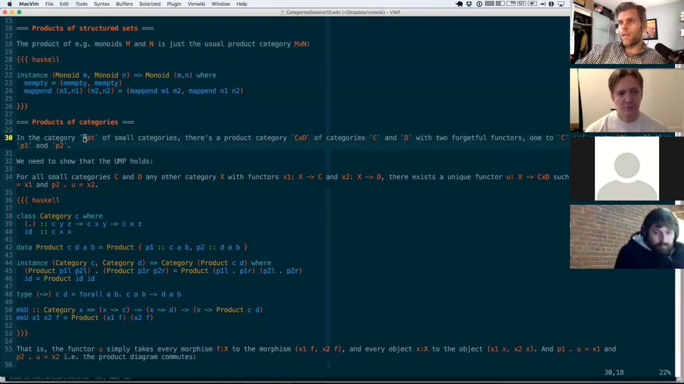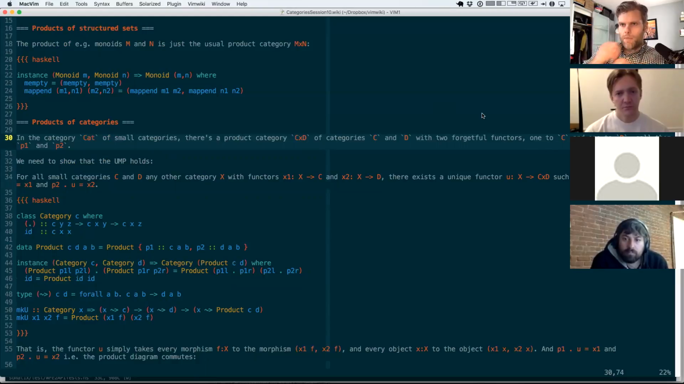So in that category Cat of small categories, there is then a product category. If we have two categories C and D, there's a product category C × D, and it has these two forgetful functors, or the projections into the two elements of the product. So one functor to C and the other one to D. We can call those functors P1 and P2, or first and second.